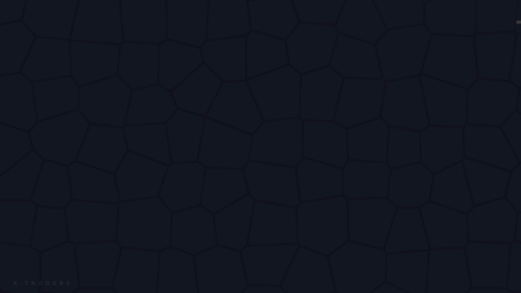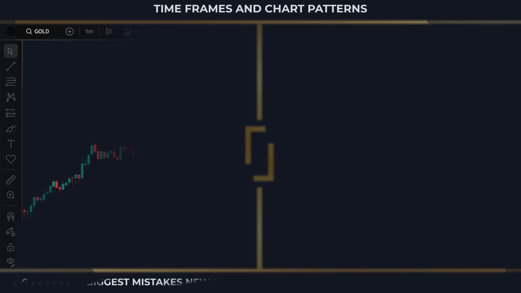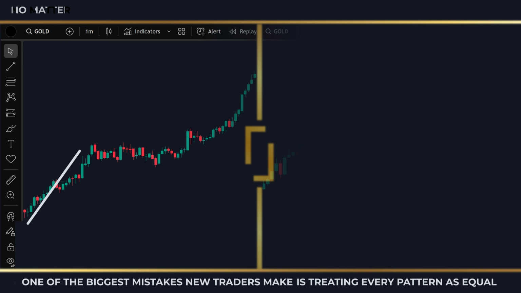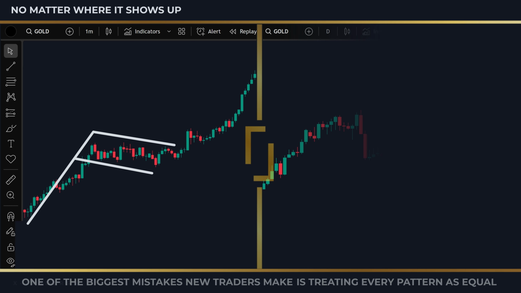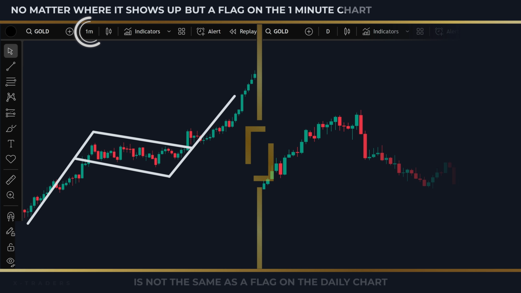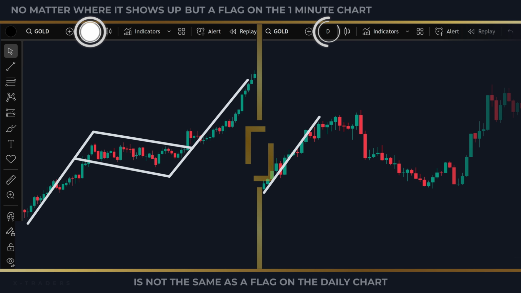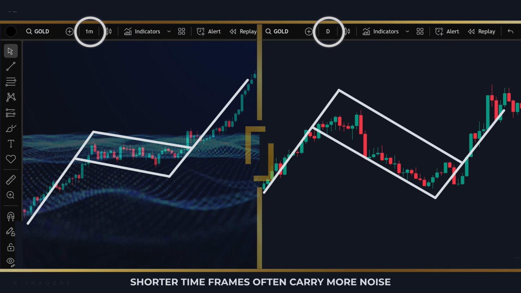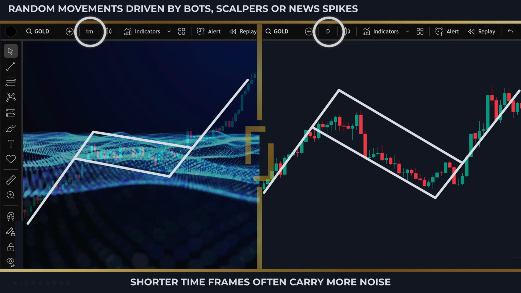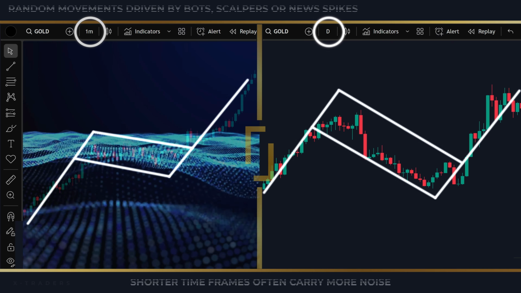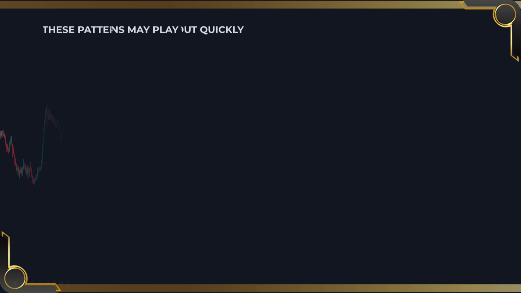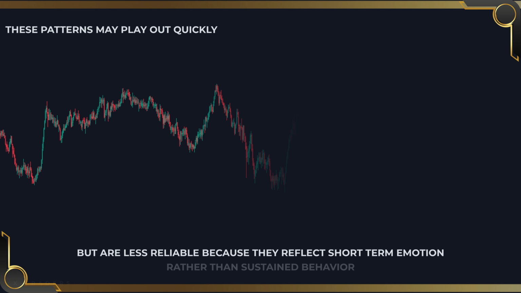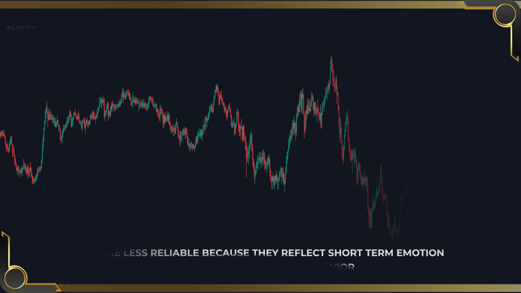Time frames and chart patterns. One of the biggest mistakes new traders make is treating every pattern as equal, no matter where it shows up. But a flag on the 1-minute chart is not the same as a flag on the daily chart. Shorter time frames often carry more noise, random movements driven by bots, scalpers, or news spikes. These patterns may play out quickly, but are less reliable because they reflect short-term emotion rather than sustained behavior.